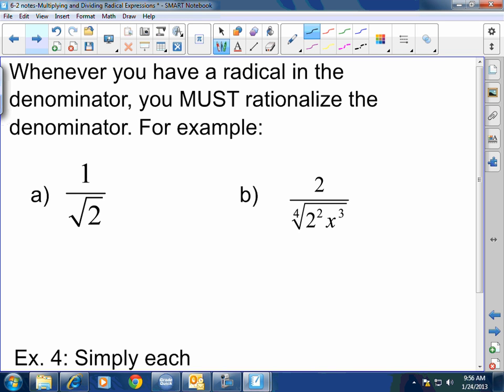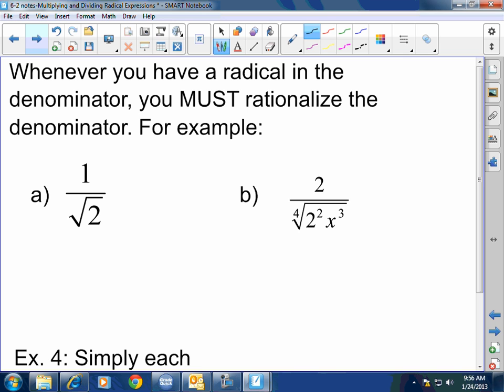Now, the most important part of radicals, guys, is this right here. Sometimes, whenever you have a radical in the denominator, you must rationalize the denominator. It's called rationalizing because you cannot, by definition, have a radical in the denominator. Mathematically speaking, you can't do it, period. So what do you do? You do something called rationalize. I'm going to repeat that a couple times.